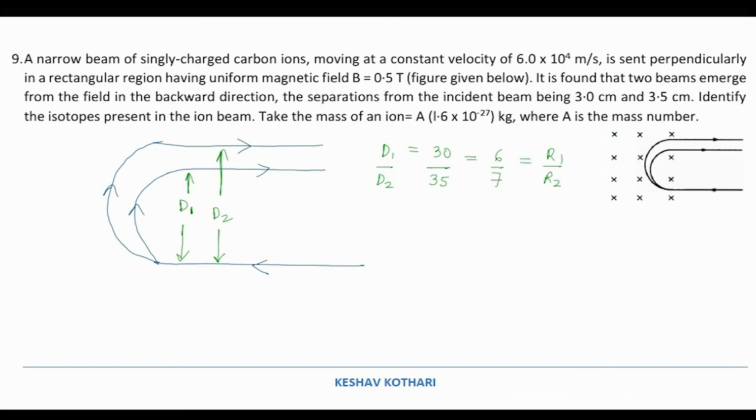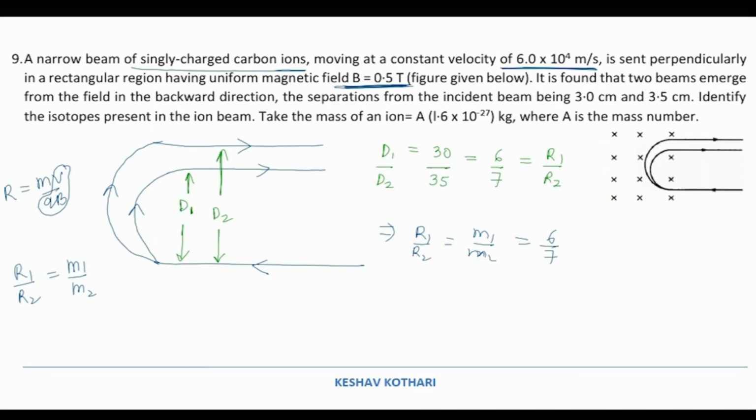Now in this problem, the velocity and magnetic field, which are the other two parameters apart from mass, are the same for both. If I use the expression R equals mv by qB, a singly charged carbon ion means the charge is also the same. So all these three parameters which govern the radius are the same, that is, v upon qB is the same for R1 and R2 both. So R1 by R2 is equal to m1 by m2, where m1 and m2 are the masses of the two isotopes respectively, which is equal to 6 by 7.